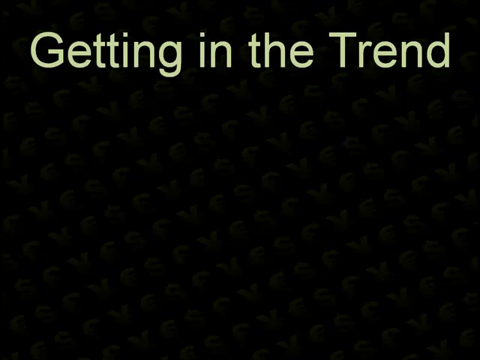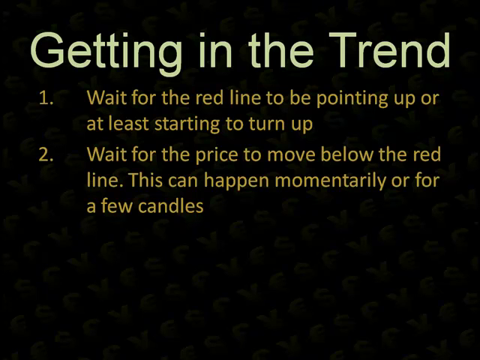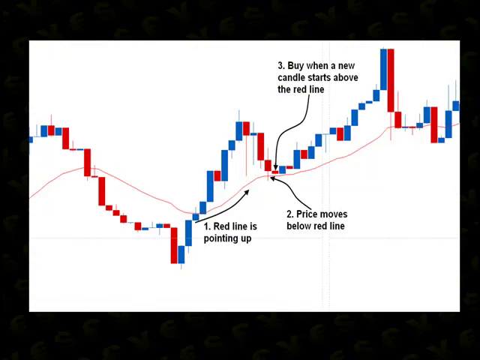Getting in the trend. The best place to buy the market using this method is to: 1. Wait for the red line to be pointing up or at least starting to turn up. 2. Wait for the price to move below the red line. This can happen momentarily or for a few candles. Or 3. Enter the buy trade when the new candle opens above the line for the first time. This chart shows a good example of these conditions occurring.